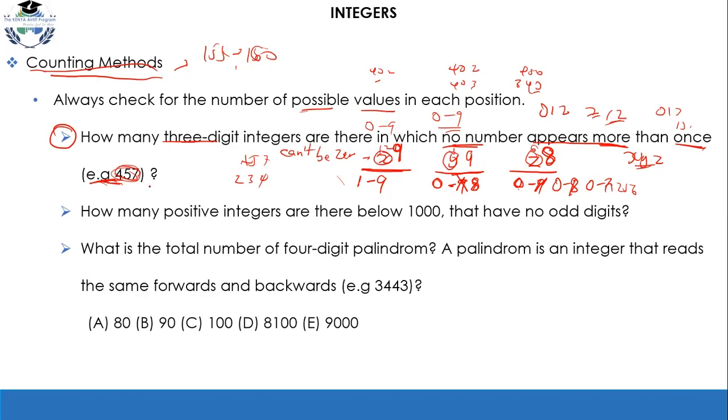So the first blank can be 9, the second blank can be 9, the other blank can be 8. What you simply do is multiply these 3 numbers, which is 81 times 8. 81 times 8 is going to give you 648. So the correct option here is 648.